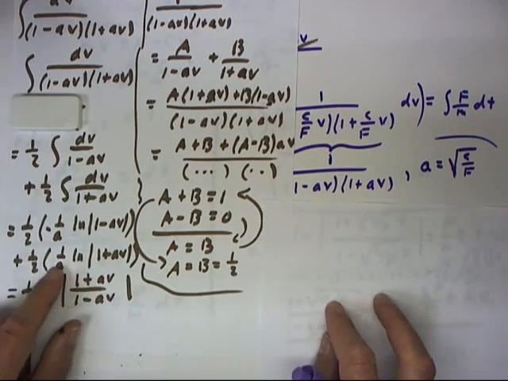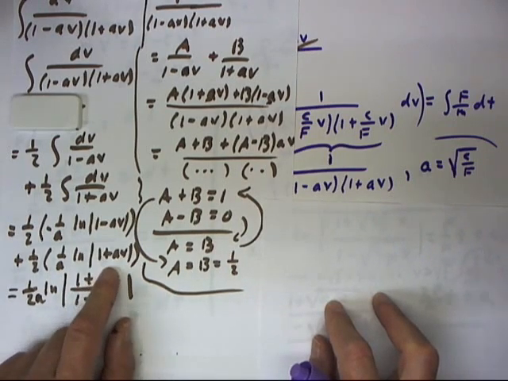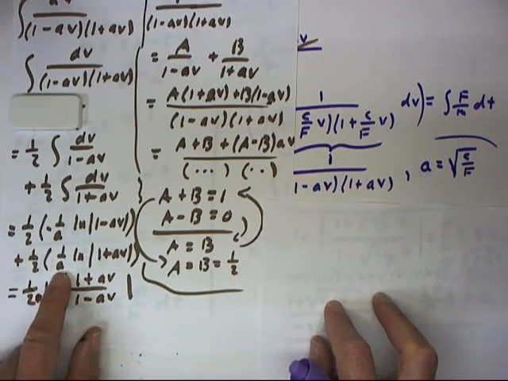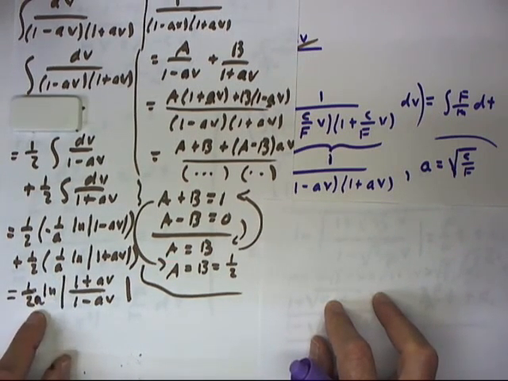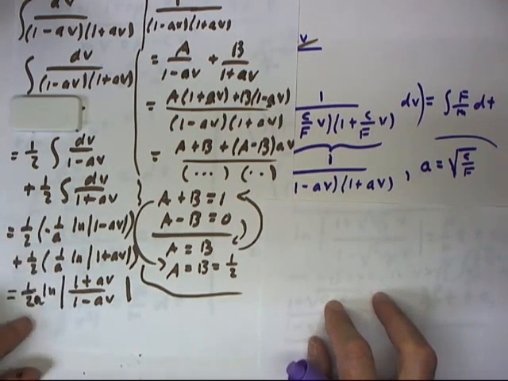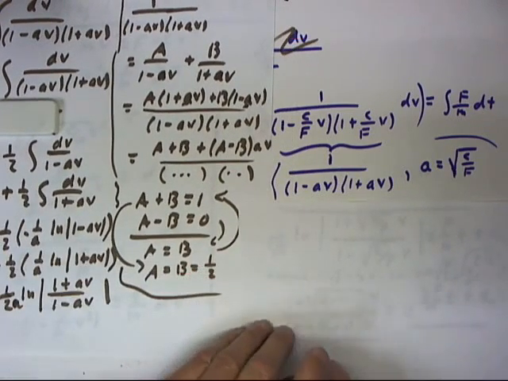There was an error in the preceding where I had the 1 over a here that came from the integration of the natural log of 1 plus, well, the reciprocal of 1 plus av. We had the 1 over a here, but it didn't get written down here, and I went ahead and proceeded from this expression, and that was incorrect.